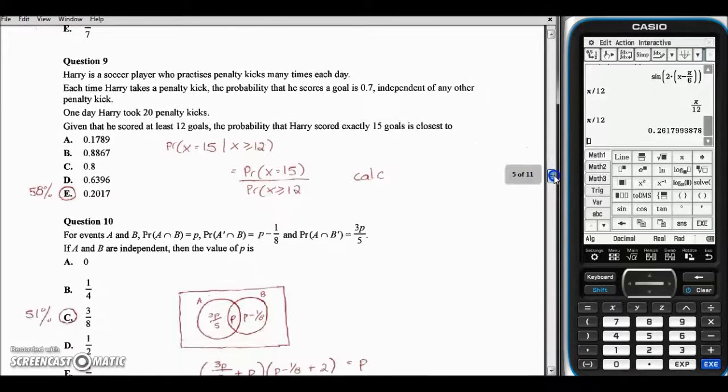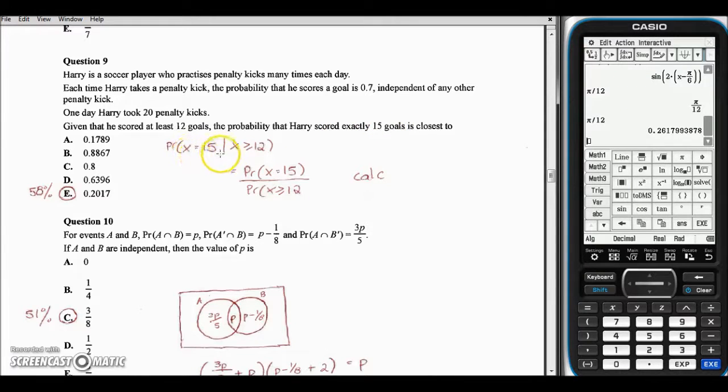Question 9, we have a soccer player who practices penalty kicks. Each time he takes a kick, the probability he scores is 0.7, independent of any other penalty kick. And he took 20 penalty kicks. By now, you should realize that this is a binomial distribution. Given that he scored at least 12, what's the probability that he scored exactly 15?